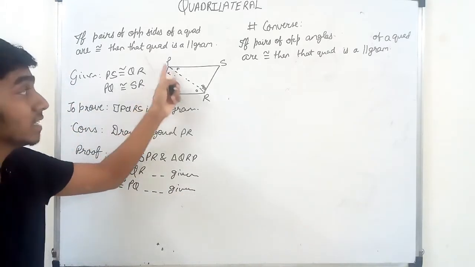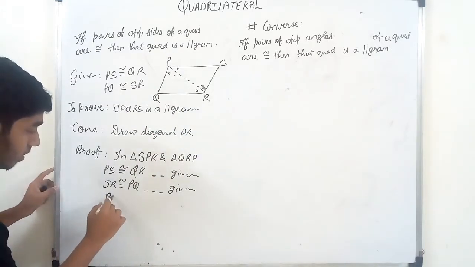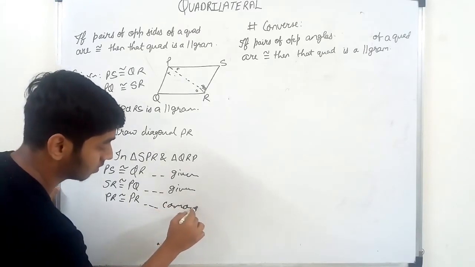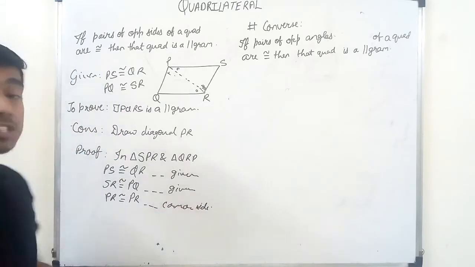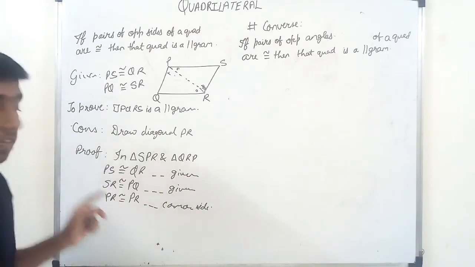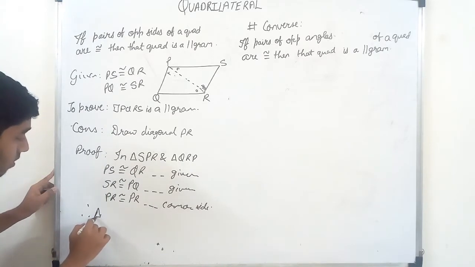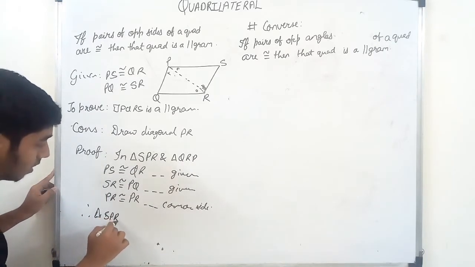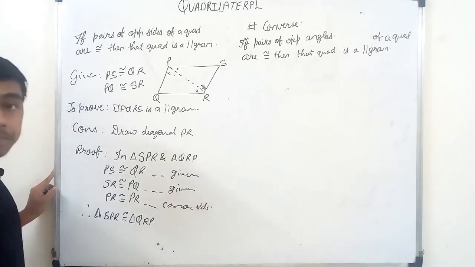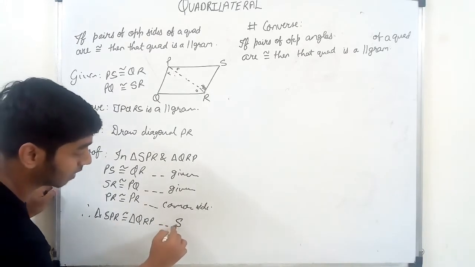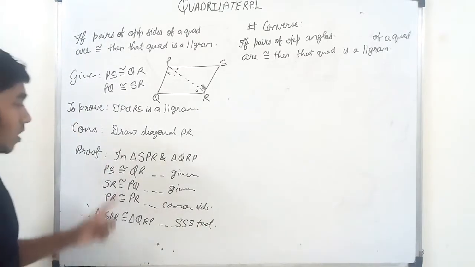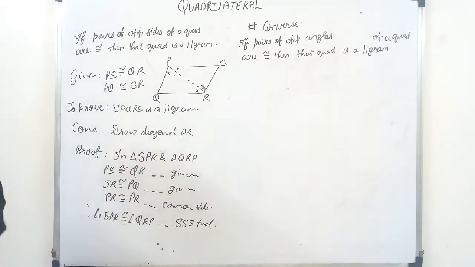Yes or no? And can we say PR is congruent to PR itself? Why? Common side. Yes or no? So because of this, all three sides of the triangle are congruent. Therefore we can say triangle SPR is congruent to triangle QRP. Yes or no? So these two triangles are congruent by SSS test. Okay, so we are able to prove these two triangles to be congruent.